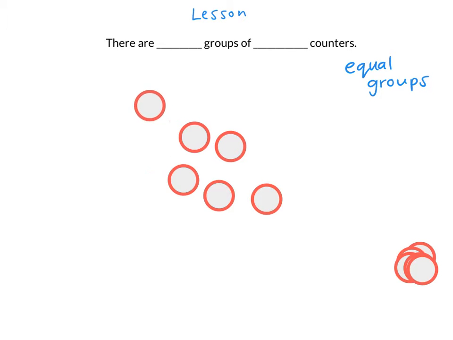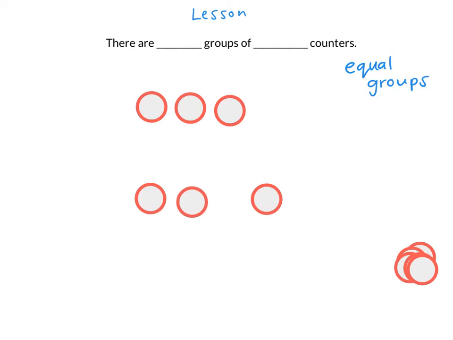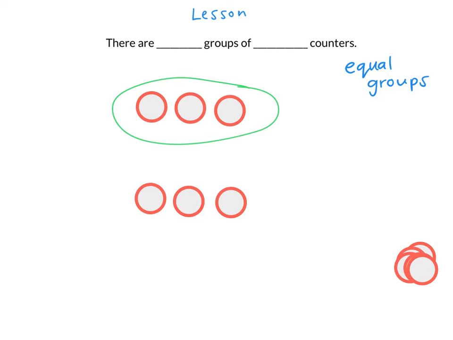So let's see, I'm going to do 1, 2, 3 here, and 1, 2, 3. So are these equal groups? Yes, because there's the exact same amount in this group as there are in this group. So I could say, how many groups do I have? I have one group here, and I have a second group here. So there are 2 groups, and how many counters are in each group? Of each group, there are 3 counters, 1, 2, 3. So I would say that there are 2 groups of 3 counters, okay?